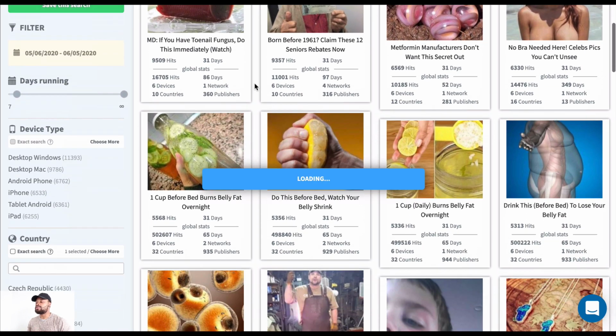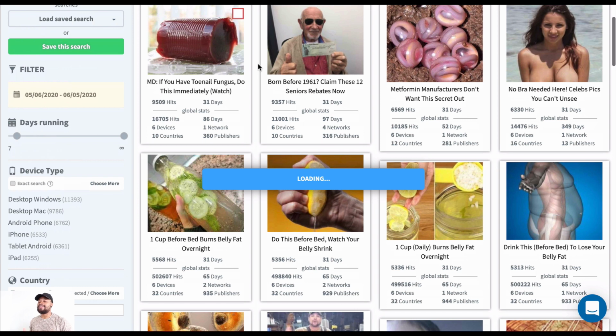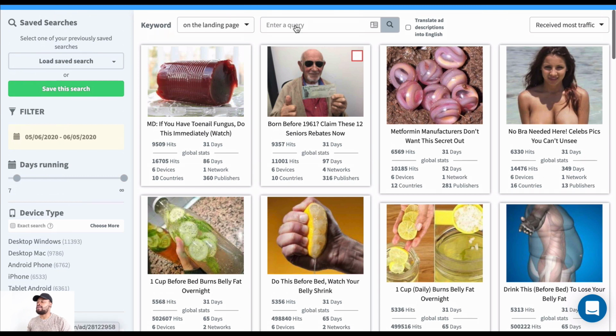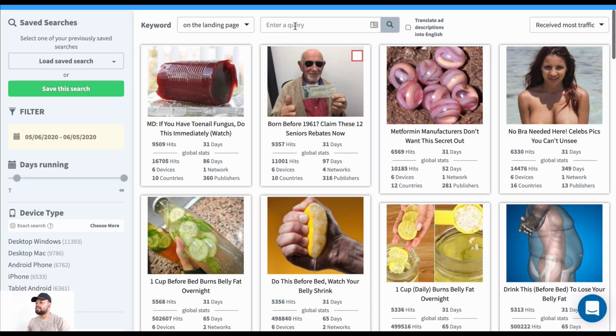So the way in which you want to utilize Adplexity for your campaigns is you want to ideally have an offer in mind, or a niche or vertical in mind. Like let's say life insurance, right? So let me just go back here. So just put life insurance. Let's see if anything appears.